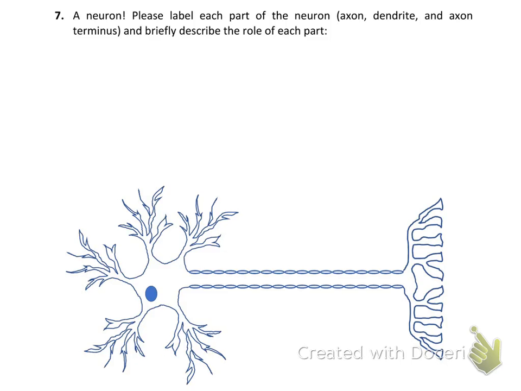Okay, and our last question. You just want to know a little bit about the general setup of a neuron. You want to know how to label these 3 parts that are given, and also just know their general function. So let's take it from the top, and by top I mean the dendrite, and we'll go from there.